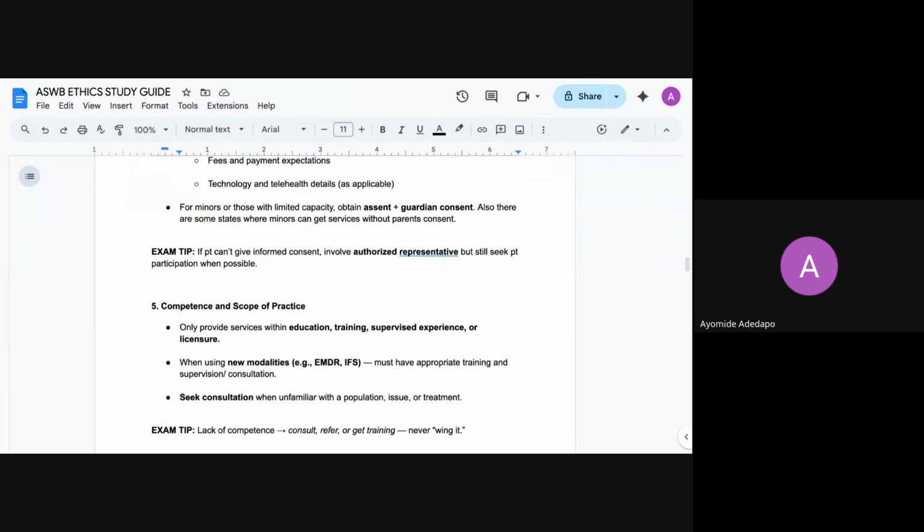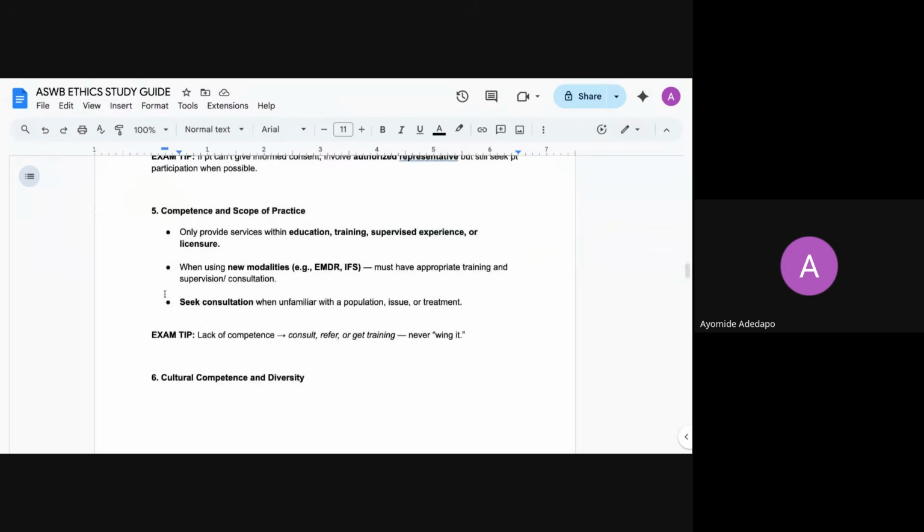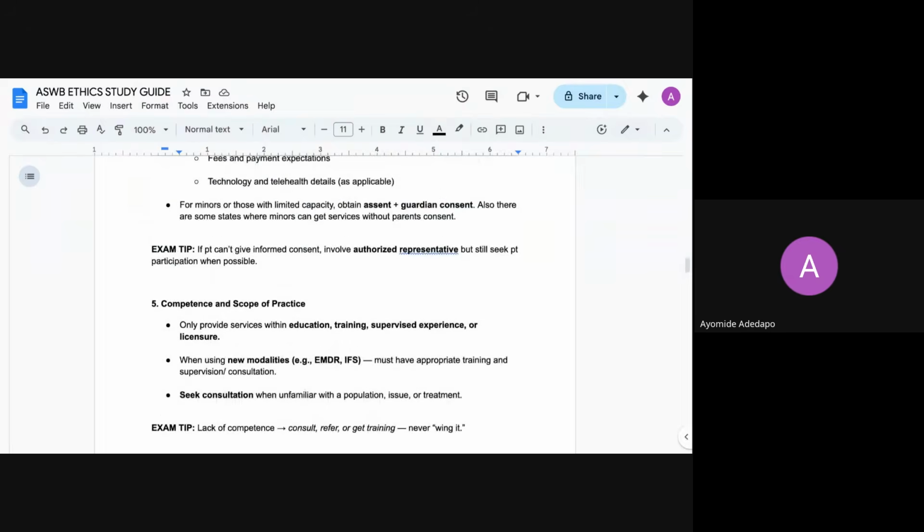Okay. Answers that are leading to winging it, we don't do that. If you've never worked with someone with substance use issues, you're not going to wing it, right? That is dangerous. We want to work within our competence and scope of practice, right? The test loves to test on that to see, do you know what to do?